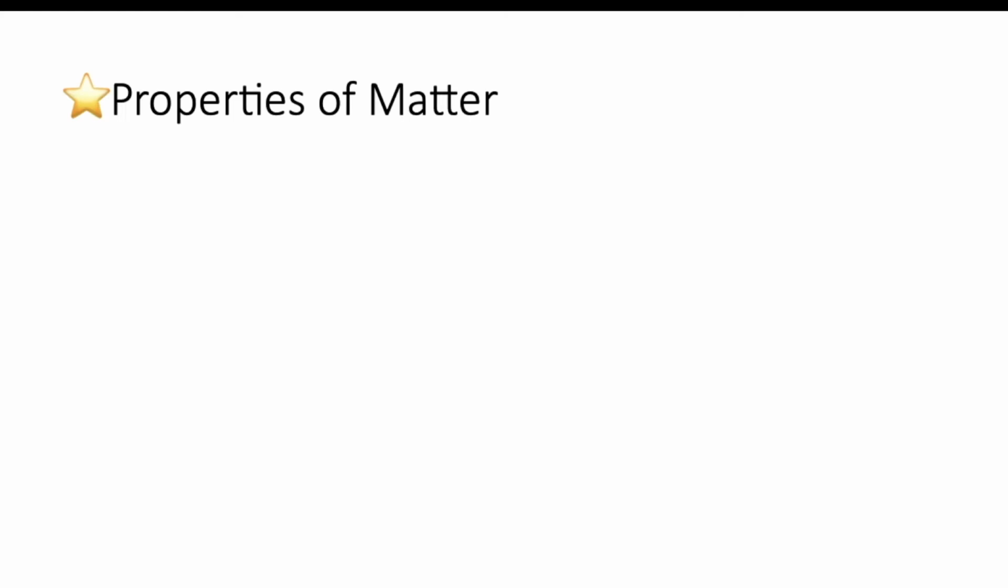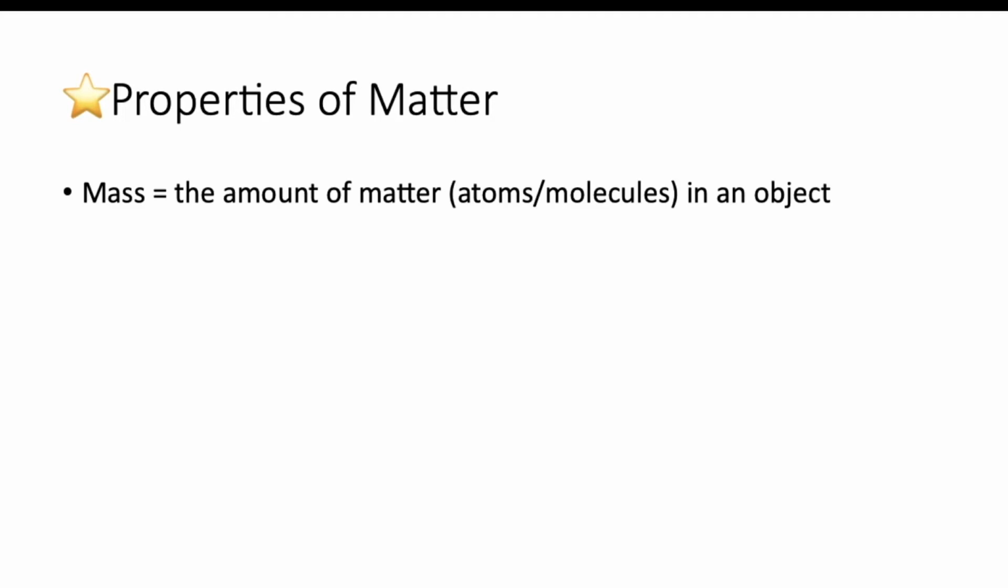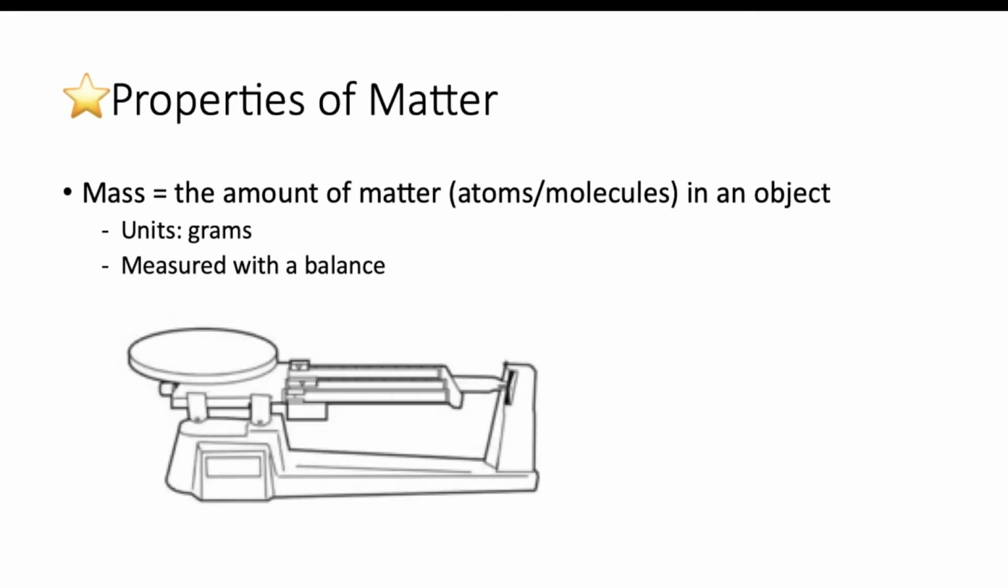But first, let's talk about a couple of the basic properties of matter. One of the most basic properties of matter is mass. Mass simply represents the amount of matter, or atoms or molecules, in an object. The units we use for mass are grams, and we're going to be measuring it with a balance, sometimes a triple beam balance like shown below, occasionally an electronic balance.